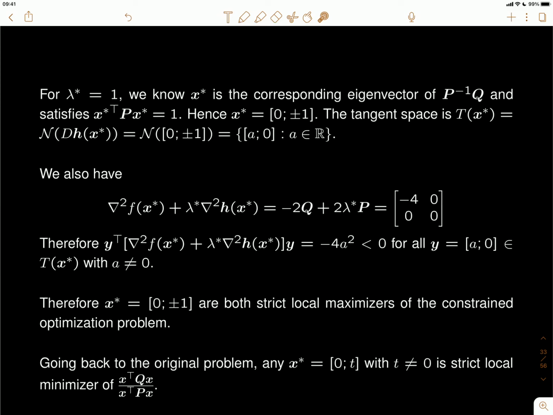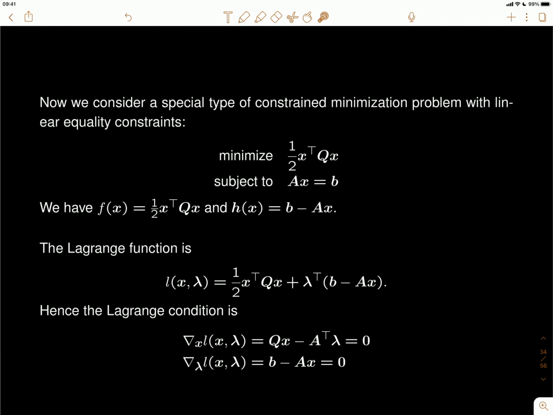for local maximizer. And this is a local maximizer of the constrained problem, and we scale this by any constant t, any non-zero t, we'll get x star as a strict local minimizer of the original unconstrained problem. Okay, that is what happens for these two lambdas. All right.